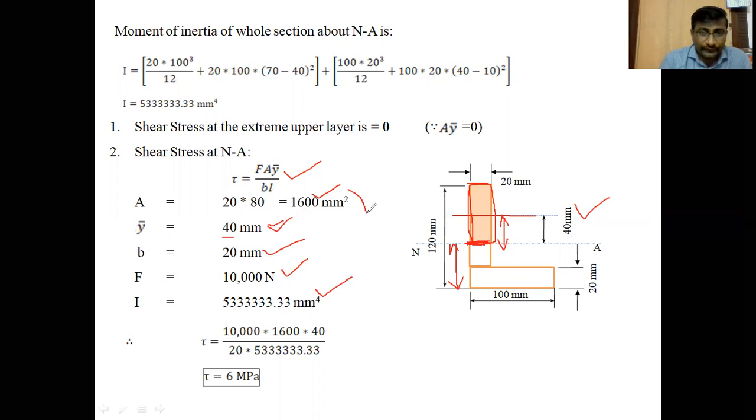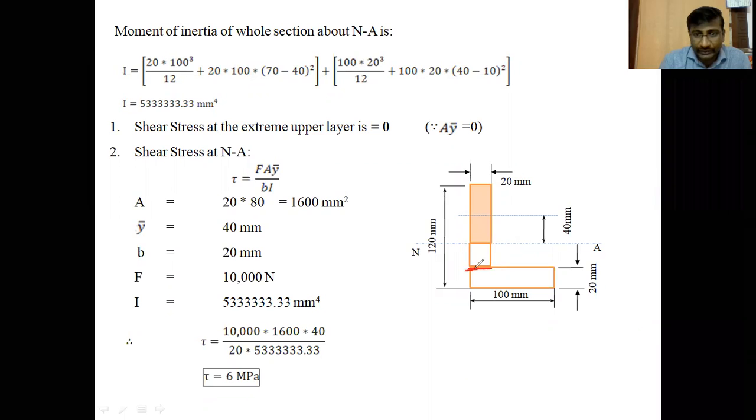So upon substitution of all these values into this equation, F A y bar by B into I: 10,000 into A, the area, is 1600, y bar is 40 mm, B is 20 mm, I is 5,333.33. Then we can get the shear stress at neutral axis as 6 megapascals. Clear students? After finding the shear stress at neutral axis, then consider the layer at junction.